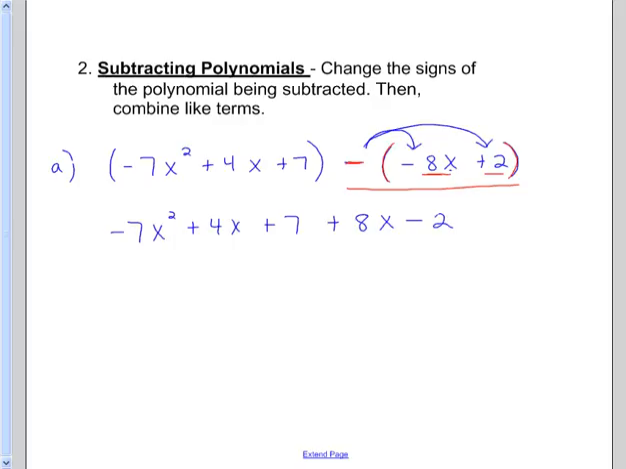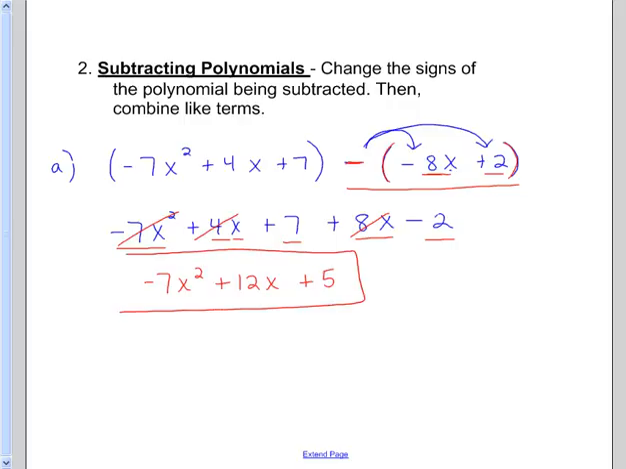Let's see what we can put together. I look at my highest degree, negative 7x squared. That's the only x squared term, so I would bring it down. Then I look at 4x, which I can combine with 8x. Both positive would give me 12x. Positive 7, negative 2 would give me positive 5. So this would be my answer. All the like terms are combined, and the answer is written in descending order.